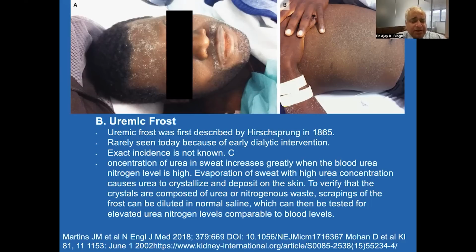What happens here is the concentration of urea in the sweat increases greatly when the blood urea nitrogen level is high. There's evaporation of sweat with high urea concentration that causes urea to crystallize and deposit on the skin. To verify the crystals are composed of urea or nitrogenous waste, scrapings of the frost can be diluted in normal saline, which can then be tested for elevated urea nitrogen levels, which are then found comparable to blood levels.